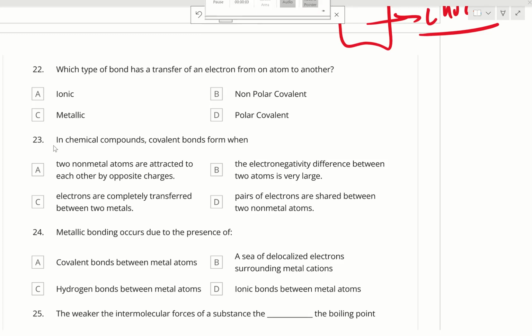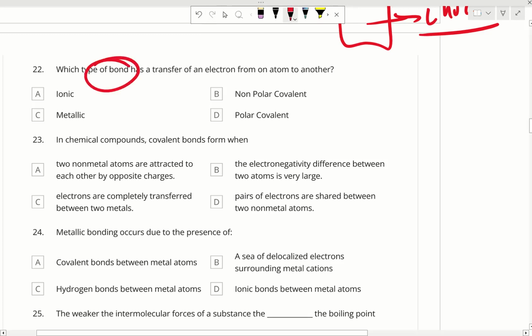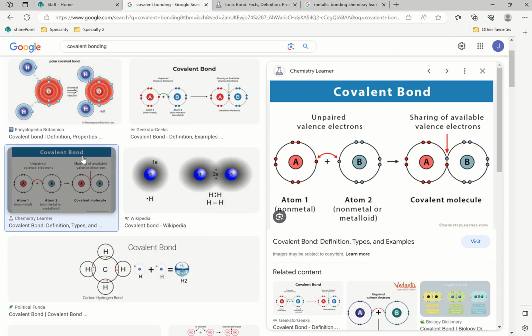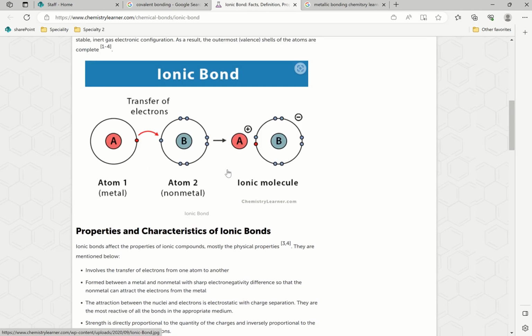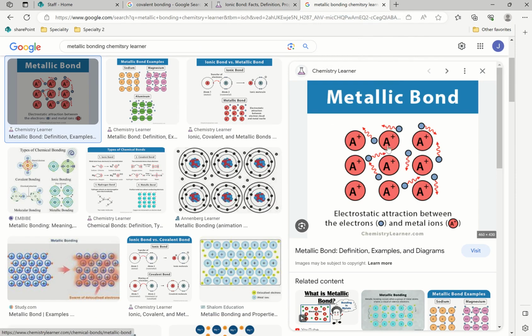Okay, so there's three types of bonding, right? You have covalent bonding, where they share an electron. You have ionic bonding, where one atom transfers or gives an electron to another atom. And you have metallic bonding. This is where there are free electrons everywhere for anybody to take.